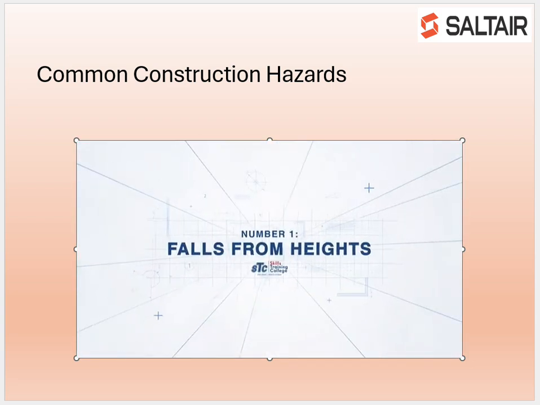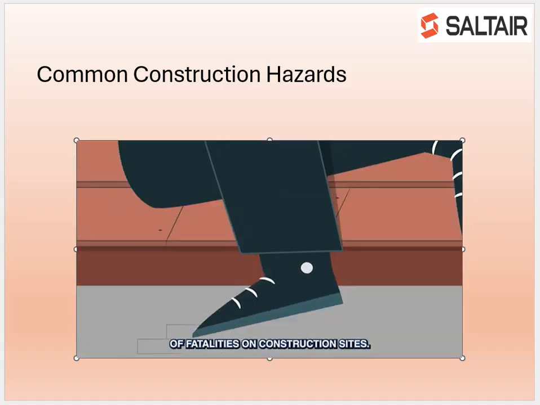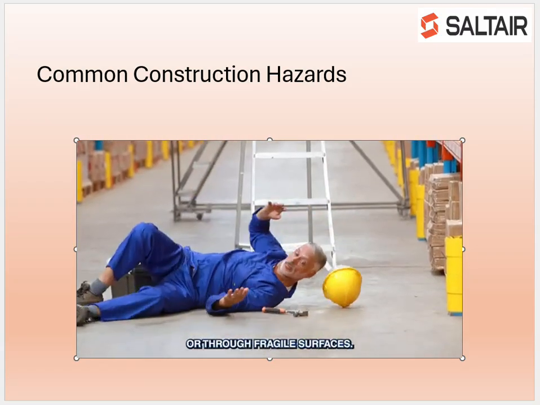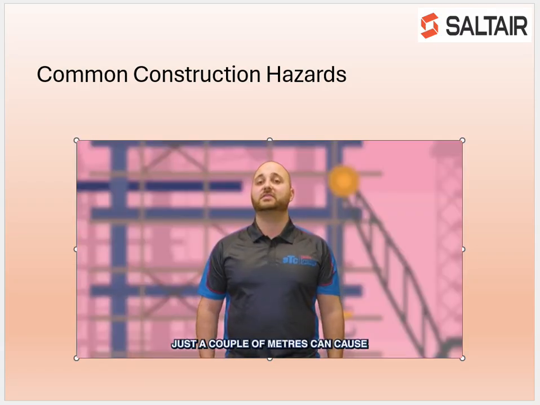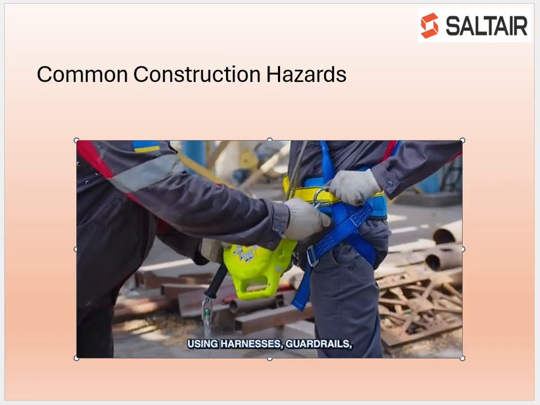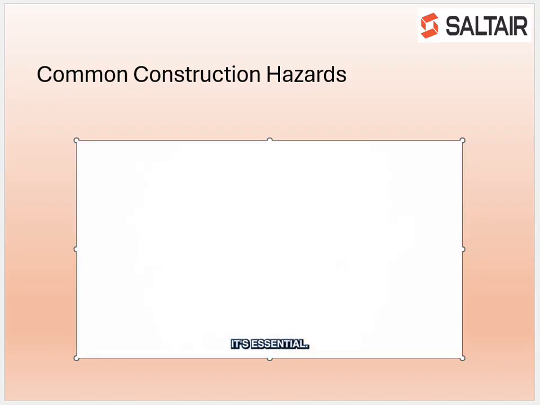Number 1, falls from heights. Falls are the leading cause of fatalities on construction sites. This includes falling off scaffolds, ladders, rooftops, or through fragile surfaces. Even a fall from just a couple of metres can cause serious head, spine, or internal injuries. Using harnesses, guardrails, and following safe work method statements isn't optional, it's essential.